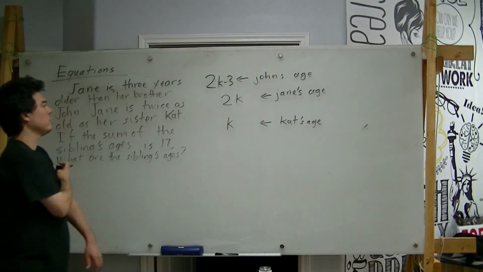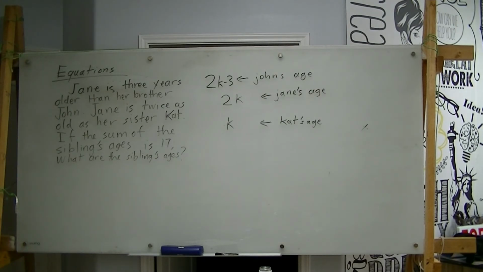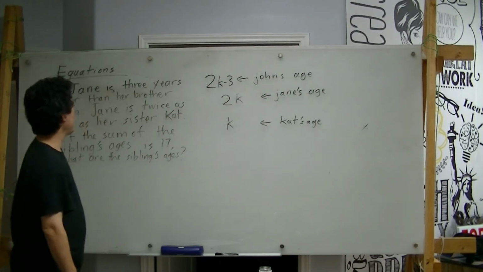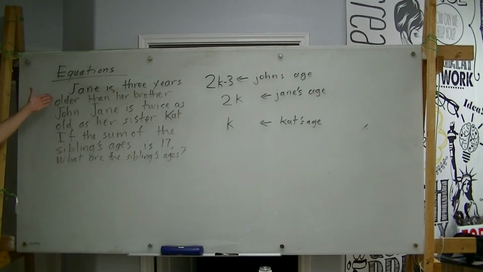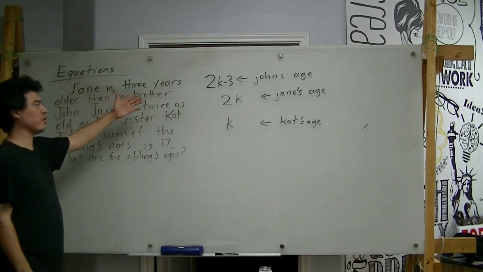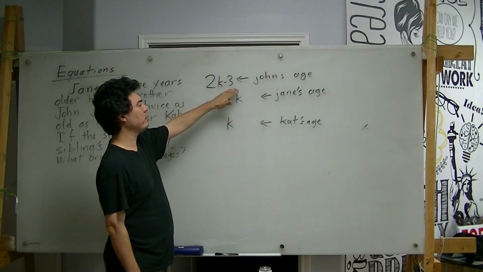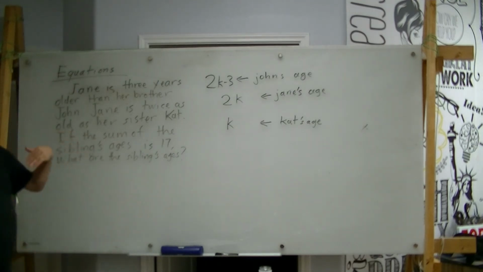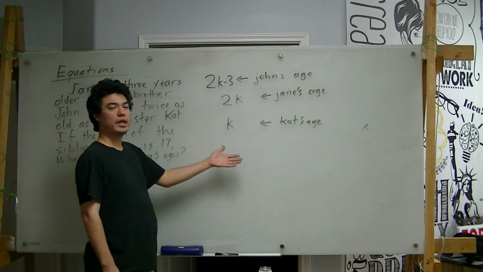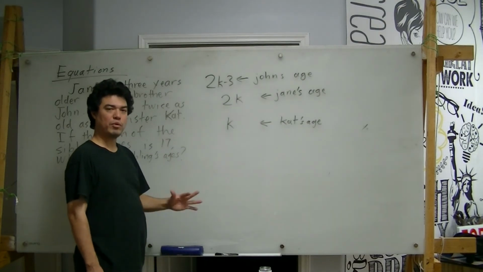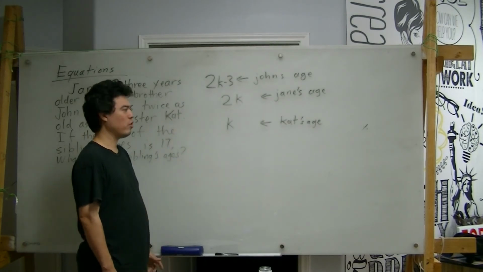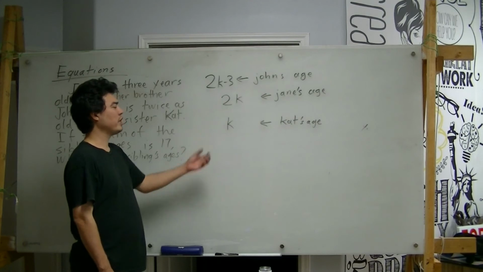Okay? So now let's recap how I got this. If I let K be Kat's age, then Jane is twice as old as her sister Kat, so Jane would be 2K. And Jane is 3 years older than her brother John, so John would have to be 3 years younger: 2K minus 3. So now we see that sometimes the verbal description of a problem can be translated into an algebraic expression in more than one way. As long as we're reading the problem correctly and forming a correct model with the algebraic expressions, we can solve the problem.